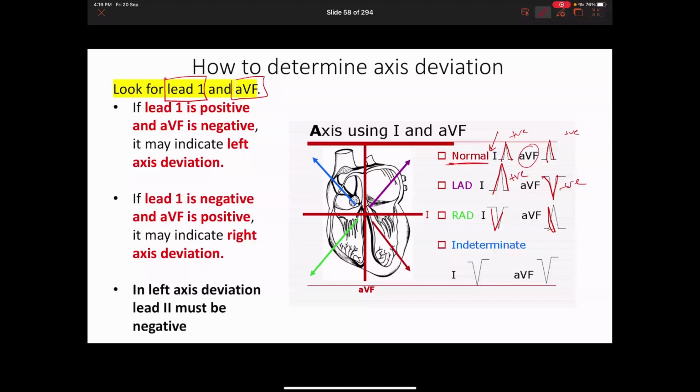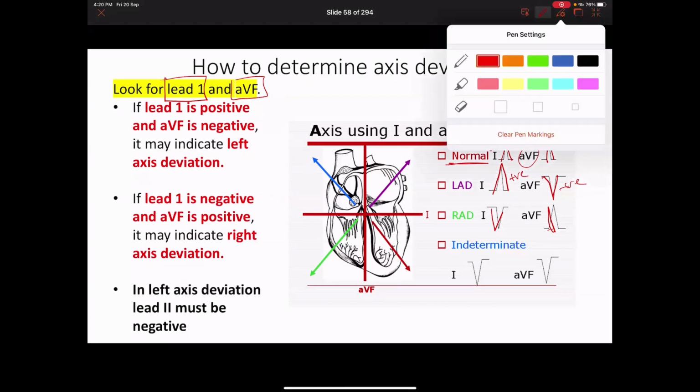Now, if you're like me and you hate to memorize, how do you remember this in the exam? You just draw the axis. So this is 90, okay? This is the y-axis, and this is the x-axis, right? This side of the x-axis is positive. This side of the x-axis is negative. This side of the y-axis is negative. This side of the y-axis is positive. You know this from high school.